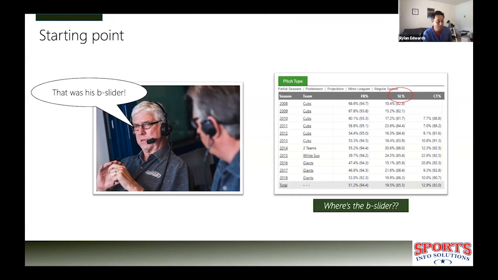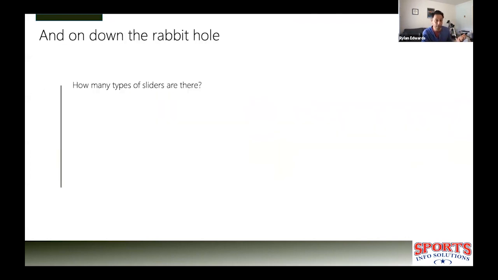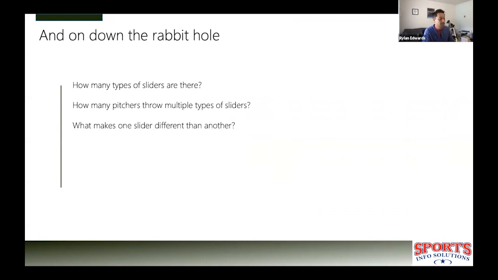There's just slider. And what's interesting about a B slider versus the other types of sliders is that by definition, it infers that there's an A slider, but it also leaves open the possibility that there's a C slider, a D slider, and on and on. And so that got me thinking, how many types of sliders are there? How many pitchers throw multiple types of sliders? And what makes one slider different from another?